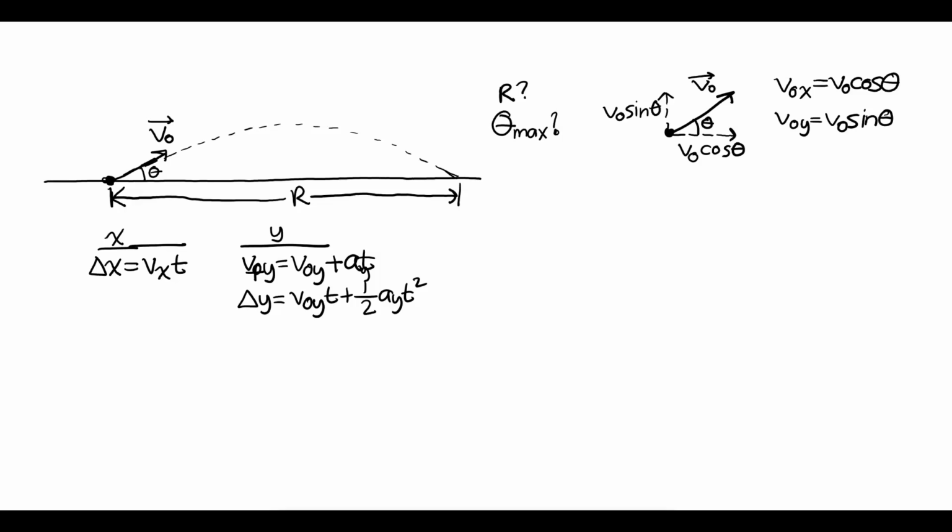Now, what is delta y? We're not explicitly given delta y, but if we compare from ground level and we end up again on ground level, then the change in the y component, the height, is 0. This is actually equal to 0. So we can write 0 equals v naught yt, so that's v naught sine theta t, plus 1/2 gt squared.